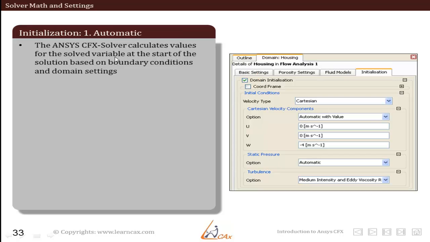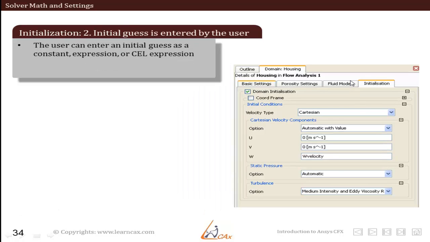Let us see the first option, which is automatic initialization, in which the CFX solver calculates values for the solved variables at the start of the solution based on boundary conditions and domain settings. Let's say we want to do automatic initialization in CFX for velocity. What we do here is say automatic with value, but for static pressure we say totally automatic, which means the solver itself will calculate the static pressure initialization depending upon the values for the boundary conditions and domain settings.